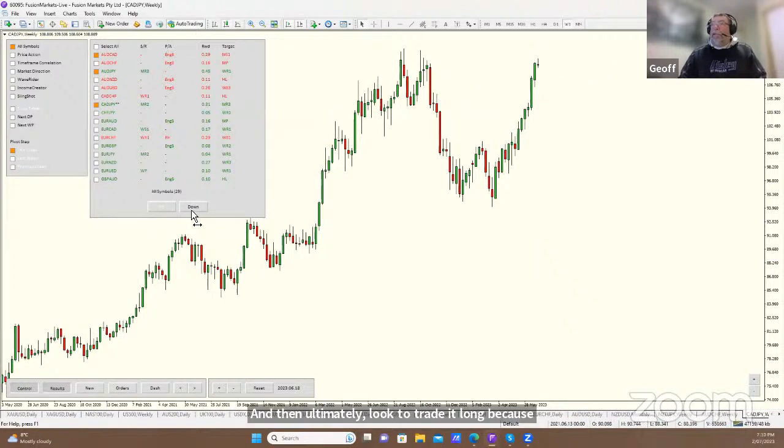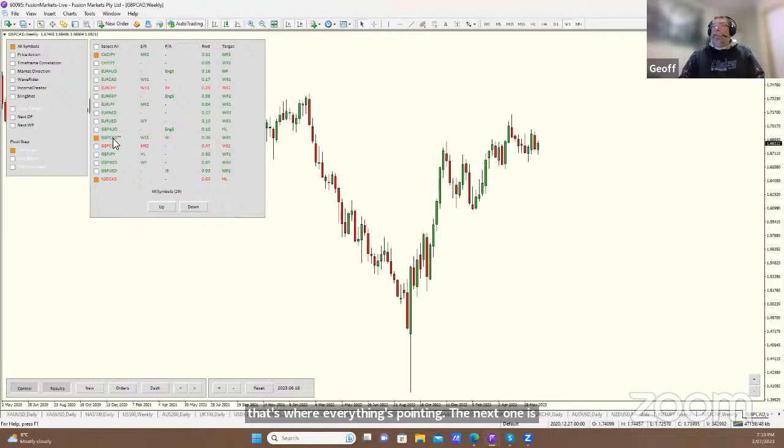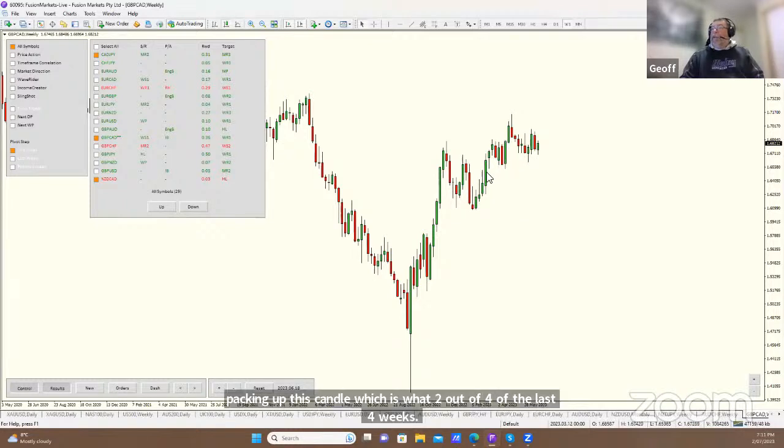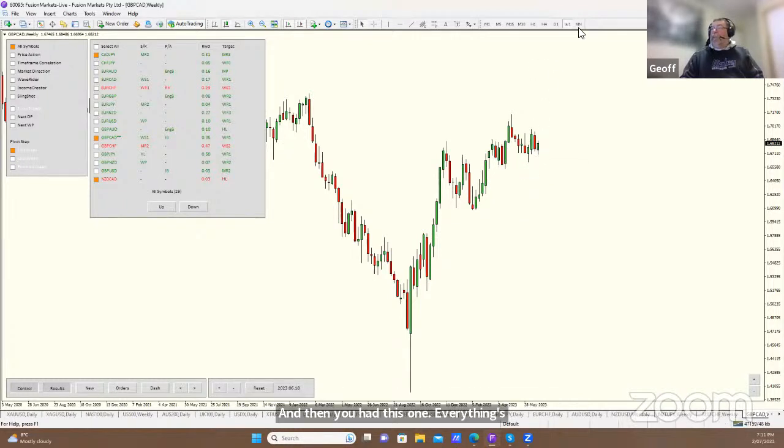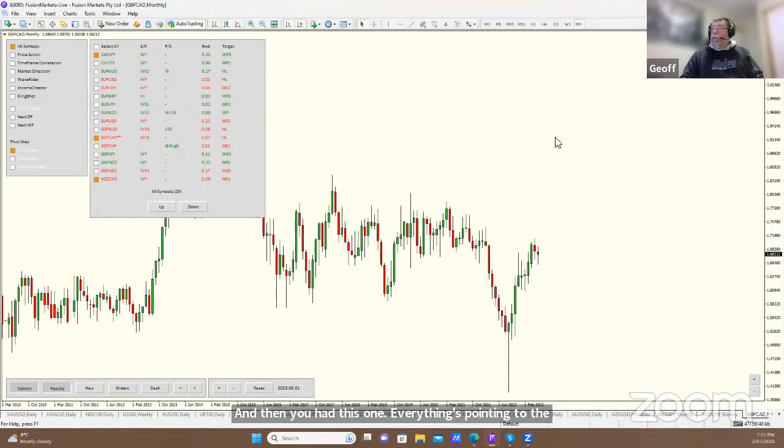The next one is pound versus the CAD. Now, I was actually in a short trade on pound versus the CAD on, I think, the daily chart last week, and that's turned out to be a losing trade for me, sadly. But now we're faced with this candle, which is backing up this candle, which is 2 out of 4 of the last 4 weeks. And then you had this one. Everything's pointing to the stars here. What's the big boss saying? Well, I've got to argue with that, frankly.